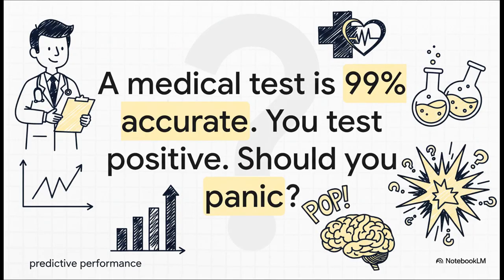So let's just jump right in with a scenario. Imagine a doctor tells you that a new medical test is 99% accurate. Great, right? But then your result comes back positive. Now, your first instinct is probably to panic. I mean, who wouldn't? But what if I told you that panicking might be, well, a huge overreaction? We're going to come back to this, so just keep that question tucked away in your mind.